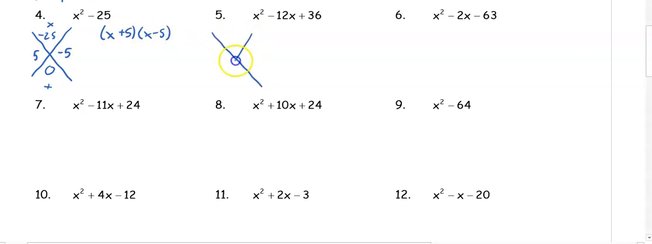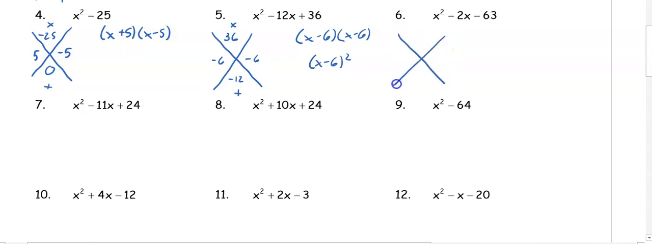In number 5, we want to multiply to positive 36 and add to negative 12. So we're looking for two negative numbers. If I do 4 and 9, that would add to 13. If I made them both negative, that would be negative 13. But I'm looking for negative 12. So two other numbers are 6 and 6. We can make both of those negative. So we'd have x minus 6 times x minus 6. Remember, you can write that as x minus 6 squared if it's the same value in the parentheses.